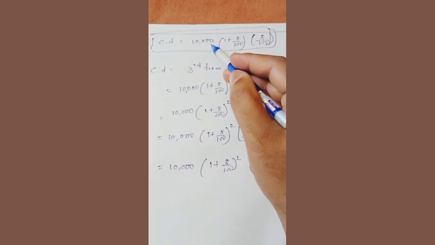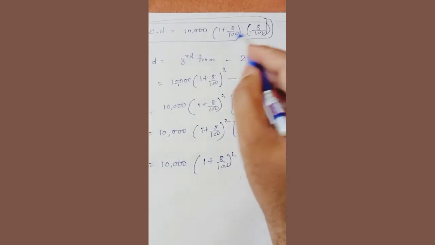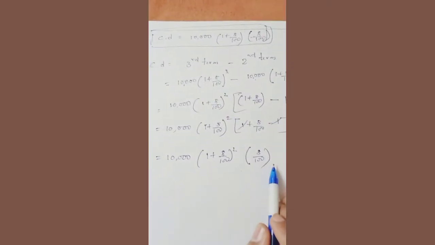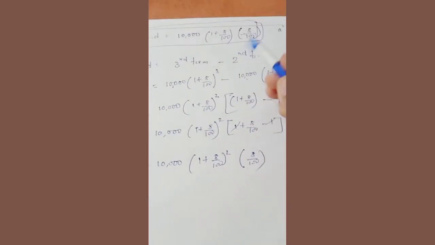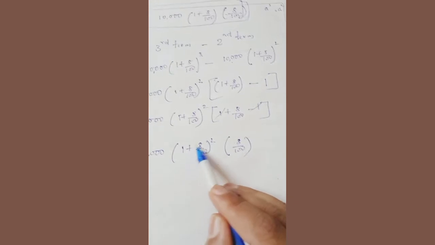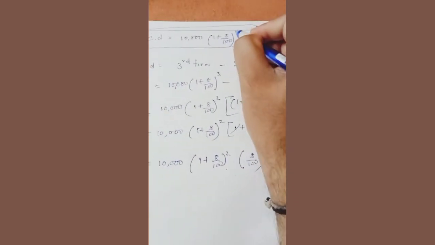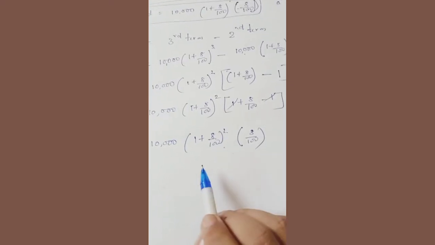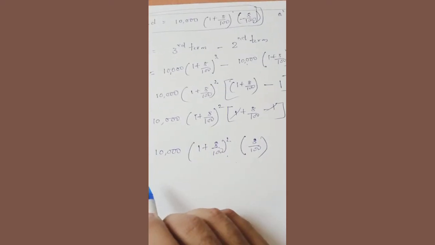See, the common difference between the second and first term, I have written here on top. The common difference between third and second term, I have written here. Even though it appears the same, one small change is there. What is the change? In between, 1 plus 8 by 100. Here it is 1 plus 8 by 100. If there is no power, it is understood 1 is there. Here what is the power? Square. 2 is the power. So the entire value is going to change.